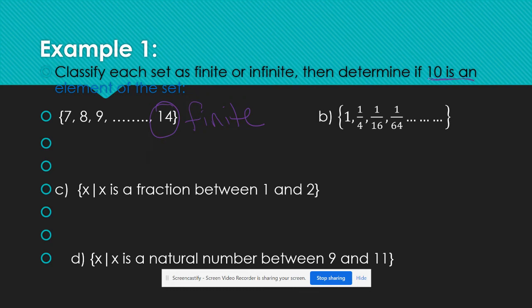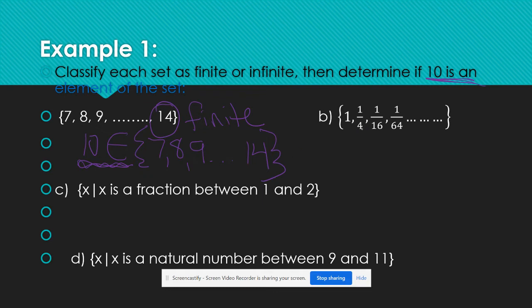Then determine if 10 is an element. So it looks like the pattern is starting at 7 and ending at 14. We're going up by ones. So would 10 be an element of the set? Oops, I'm not very good at writing those braces. And the answer is yes. And so we write that using this part right here. 10 is an element. That funny sideways E means element.